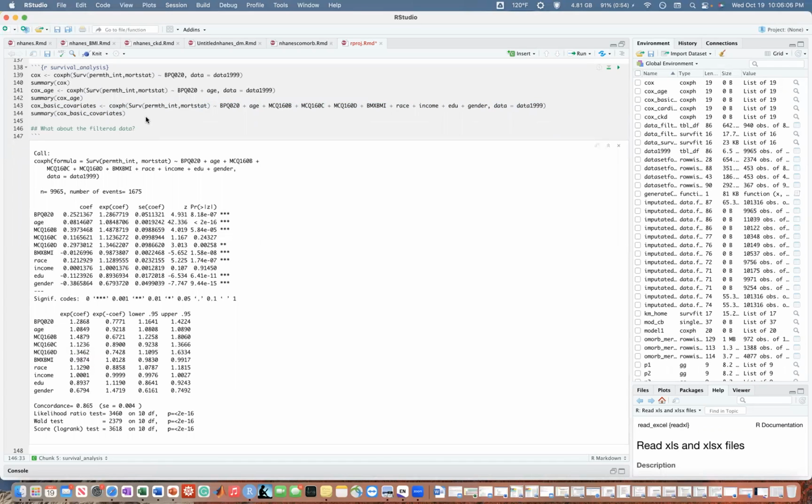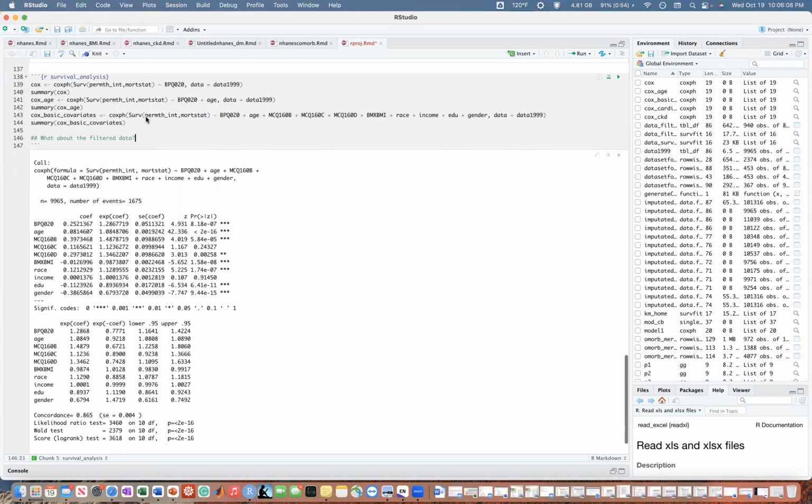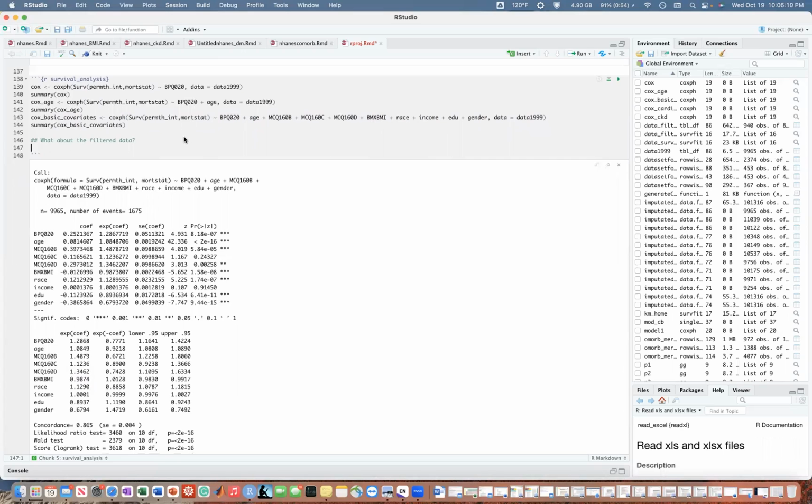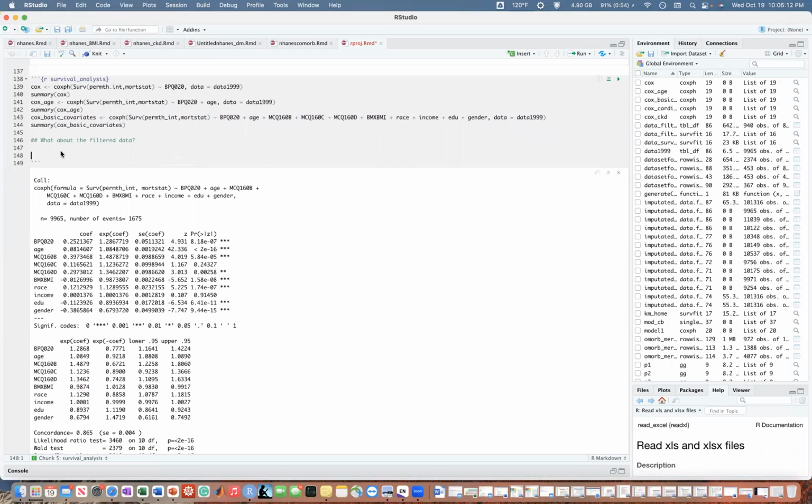Remember, the filter data is people with hypertension. So that's up to you guys to figure out. How would you do that? Remember that we said data equals this. That means that's the data we want to look at. So change it to the data frame you filtered and answer your own research question if you so choose.